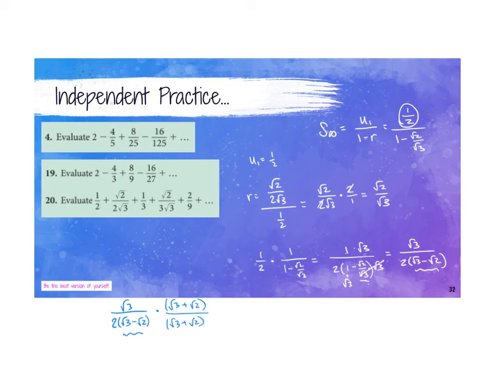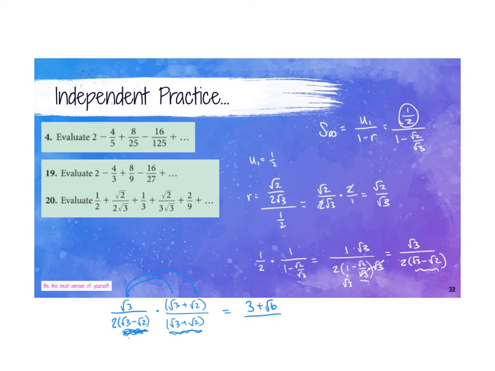Now in the numerator, we're going to multiply root 3 times root 3, which is 3, and root 3 times root 2, which is root 6. And then in the denominator, root 3 minus root 2 times root 3 plus root 2 turns to 1. If you want to see that, here's how it goes.